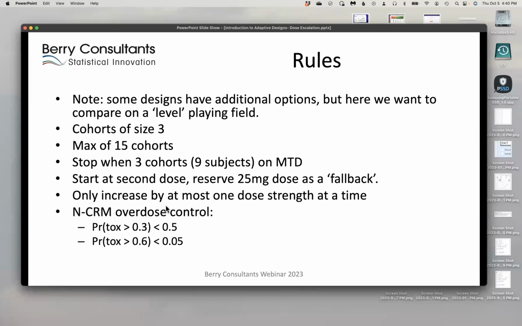In the N-CRM, there's a possibility of what's called overdose control, or EWOC, escalation with overdose control, where you can specify this maximum tolerated probability that the toxicity is above the target band. And I've set a rule that my maximum tolerated risk of being above the band is 50%. And a second rule that my maximum toleration of the probability is above twice the target band, 0.6, is 5%.